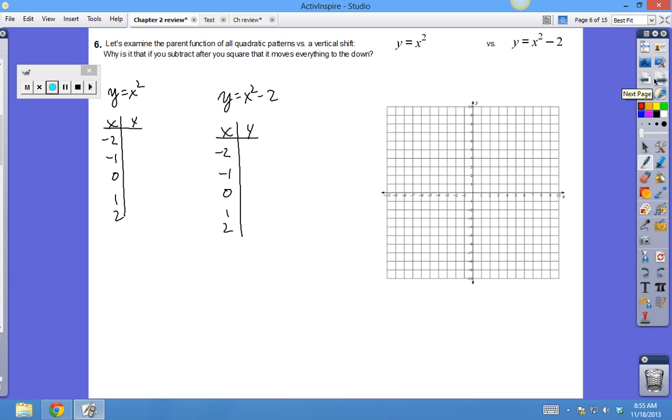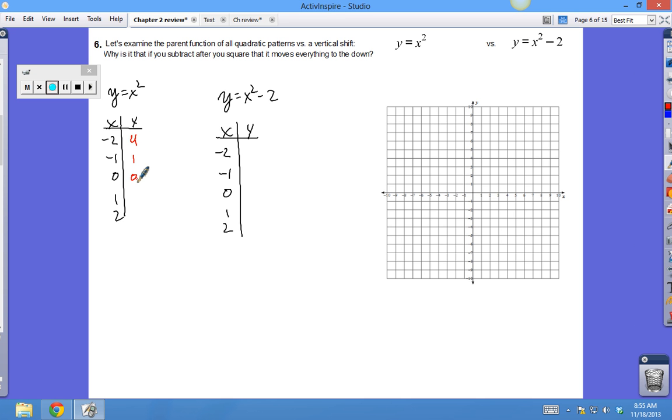So vertical shift, same thing. Your parent function, x squared, it's going to be 4, 1, 0, 1, 4. So 0, 0, over 1, up 1, left 1, up 1, over 2, up 4, left 2, up 4, over 3, up 9. So there's my parent quadratic.